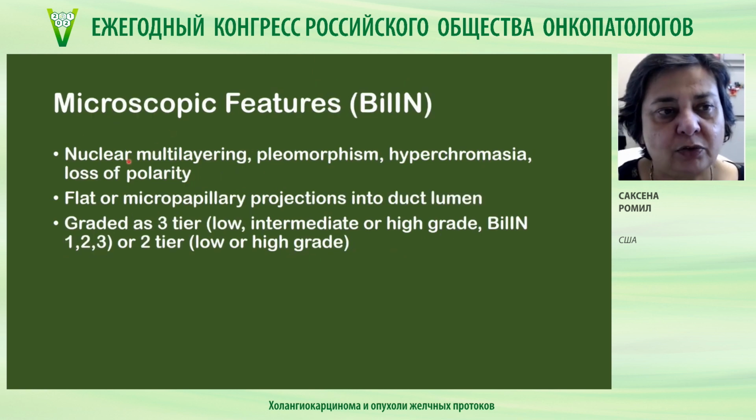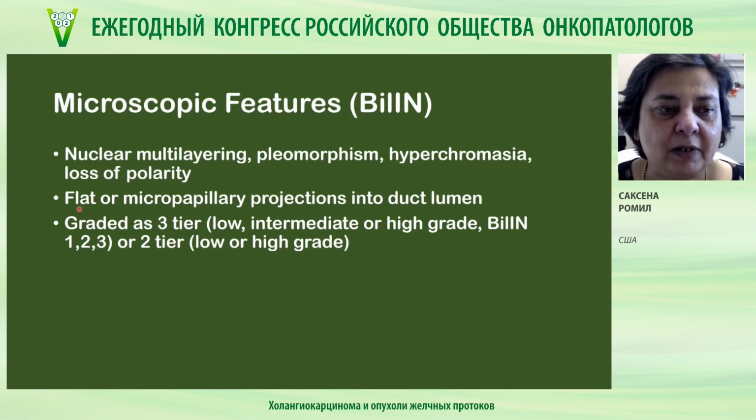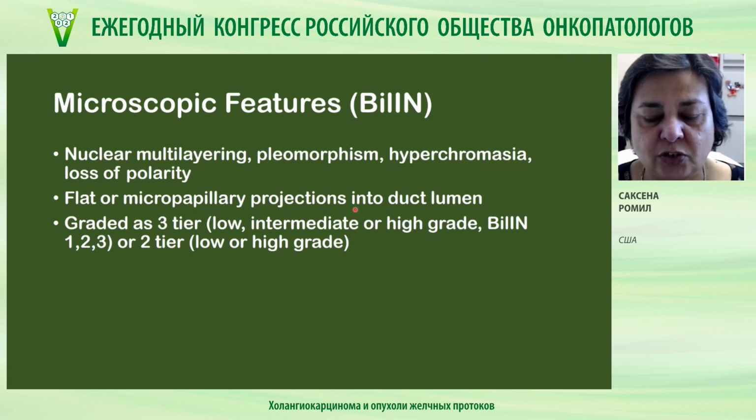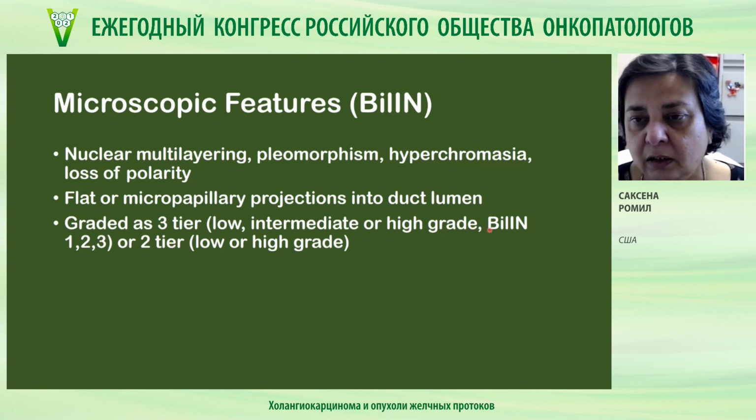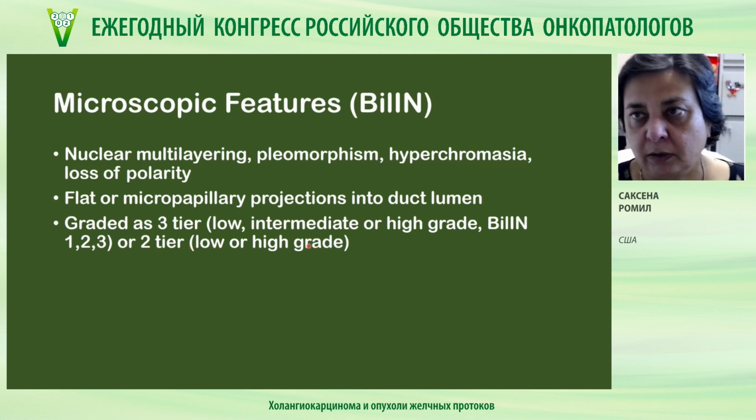And I showed you the microscopic features. There is nuclear multilayering, pleomorphism, hyperchromasia, and loss of polarity. It might be flat lesions or micropapillary projections into the duct lumen. And we grade BilIN either in a three-tier system as low, intermediate, or high-grade BilIN, or BilIN 1, 2, and 3, or in a two-tier system as low or high-grade BilIN.